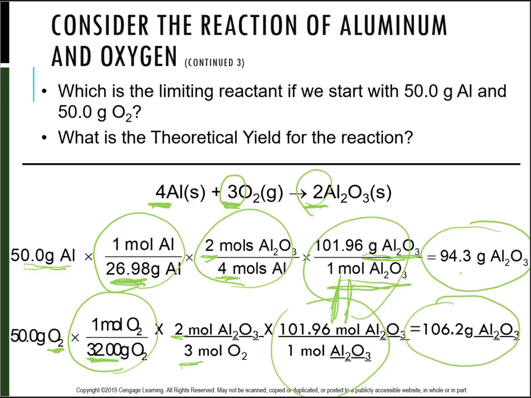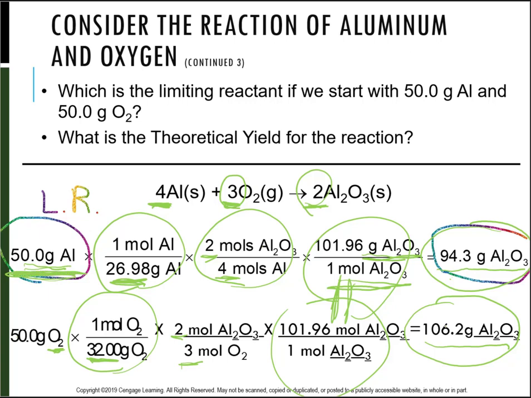So notice I have 2 different product amounts. Which one is the correct answer? Can I make 94.3 grams of product or 106.2 grams of product? And obviously we know that I am limited by the aluminum over here. I cannot make 106 grams if I only have enough aluminum to make 94.3 grams of aluminum oxide. So this is our theoretical yield. We'll say TY.